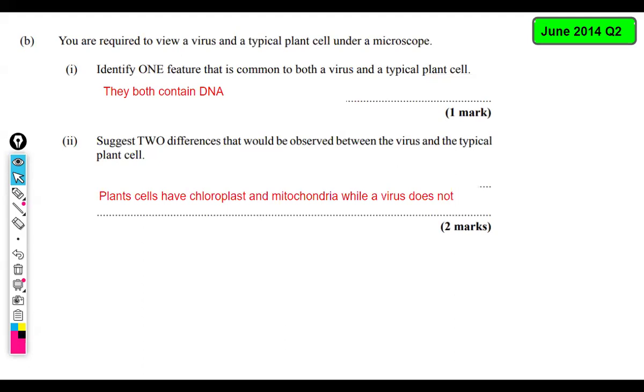Plant cells have a chloroplast and mitochondria, while a virus does not. Obviously, there are plenty of other things you could have stated, but I just chose these 2. So a virus doesn't have a chloroplast or a mitochondria. Right? So let's move on. And also a virus is not considered to be alive. A plant cell is considered to be alive. So yes, that is another difference.